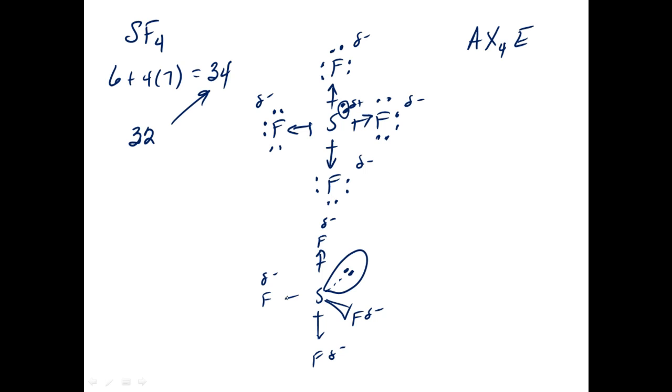But this force is not canceled out here because there's no fluorine in the non-bonding pair here. So this molecule is polar. It's a polar molecule. The shape or the geometry of this molecule is called seesaw. That's the old name for it. Or distorted tetrahedron.